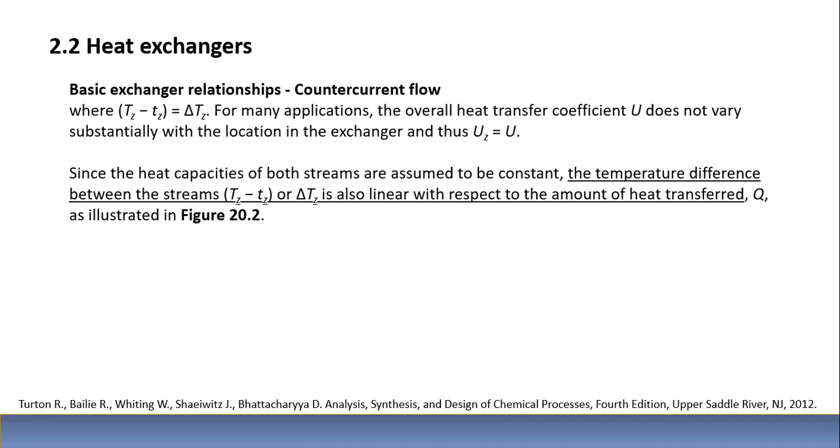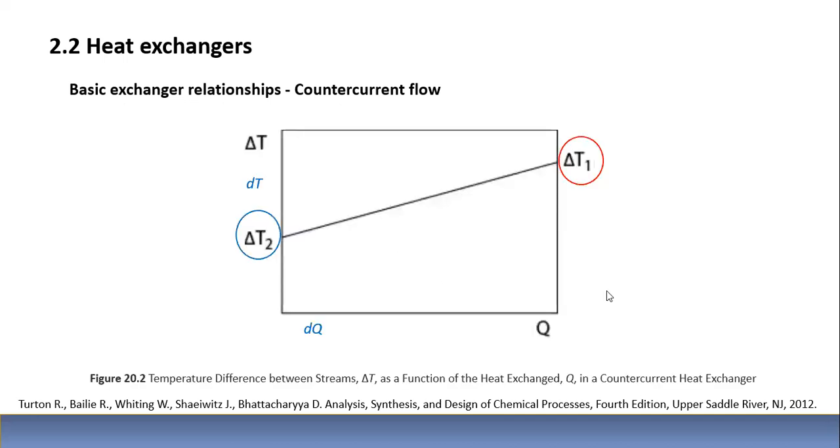Okay, since heat capacities of both streams are assumed to be constant, the temperature difference between the streams, delta T(z), is also linear with respect to the amount of heat transfer, Q, as illustrated in figure 2. So we see here, this delta T2 is implying the difference between the hot and cold streams at position 2, and this delta T1 is implying the delta T between the hot and cold streams at position 1.